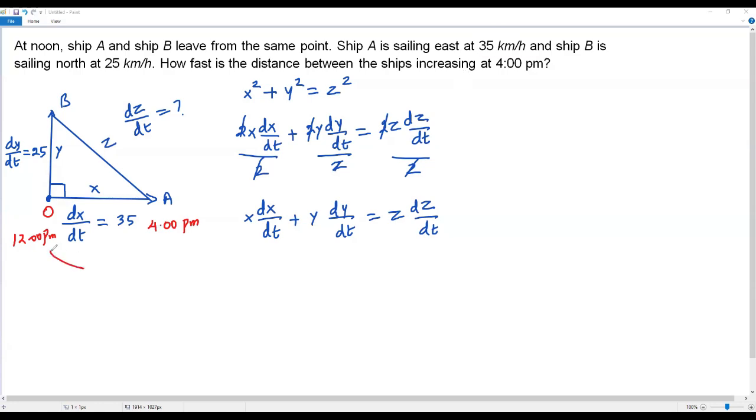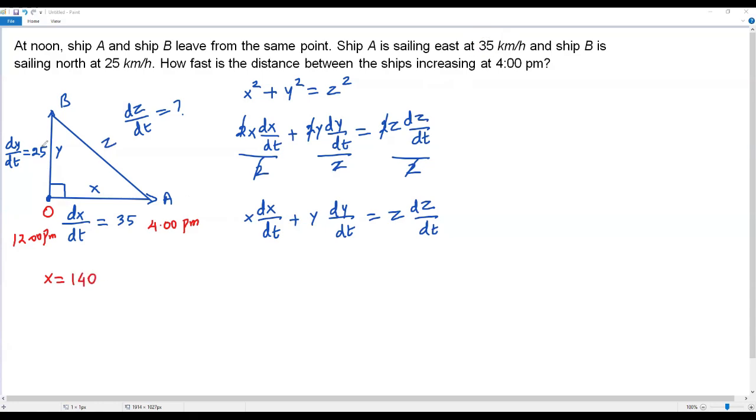So from noon to 4 p.m., how many kilometers of distance are covered by ship A? I have to multiply this 35 by 4, because this is the distance covered in 1 hour. To find the distance covered in 4 hours, from 12 to 4 p.m., I multiply by 4. Then we get X equals 140, because 35 times 4 is 140.